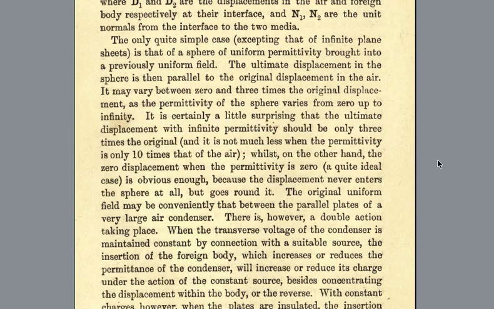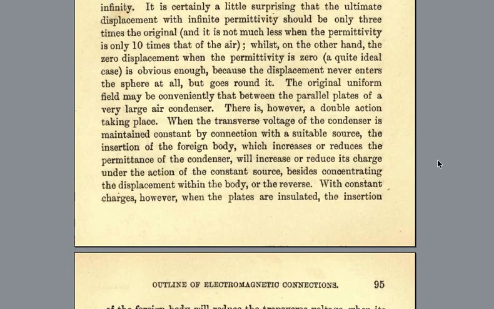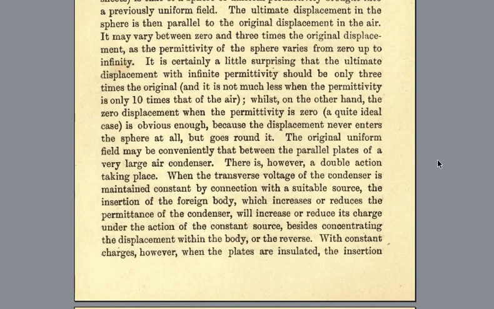Whilst on the other hand, the zero displacement when the permittivity is 0, a quite ideal case, is obvious enough because the displacement never enters the sphere at all, but goes round it. The original uniform field may be conveniently treated as between the parallel plates of a very large air condenser. There is, however, a double action taking place.